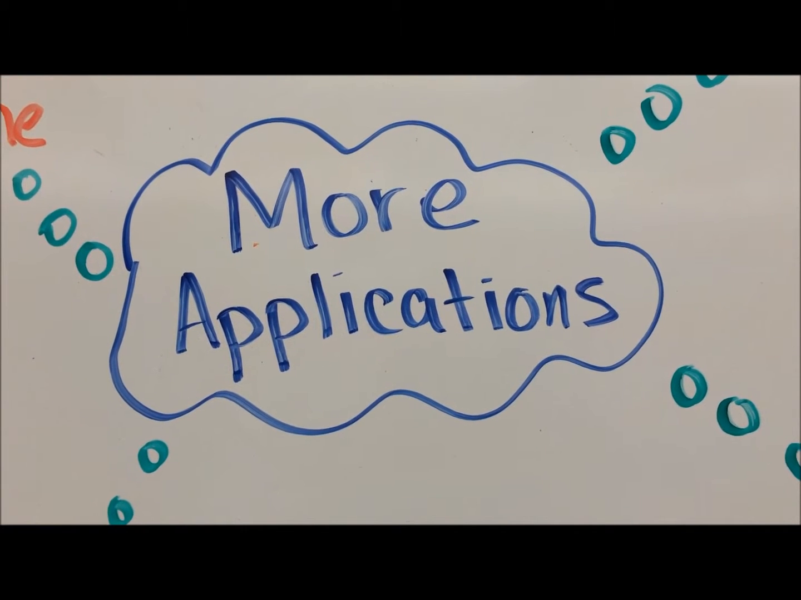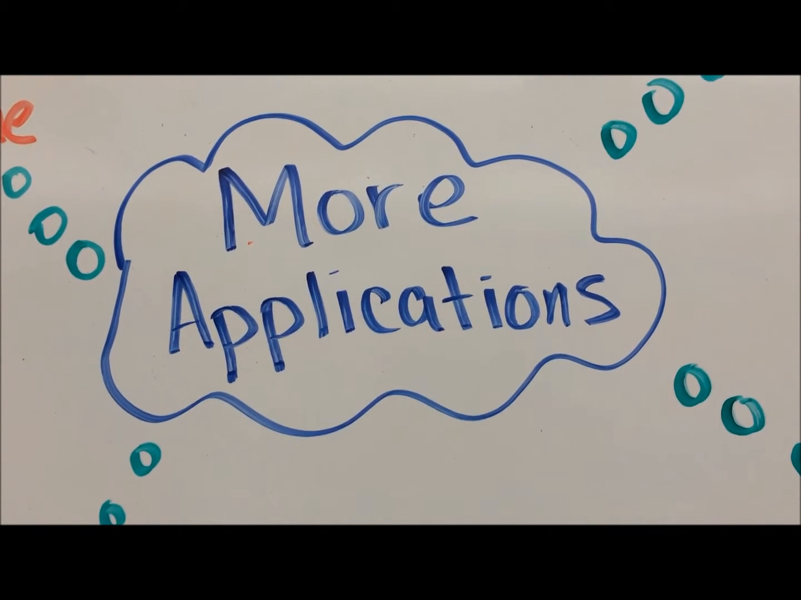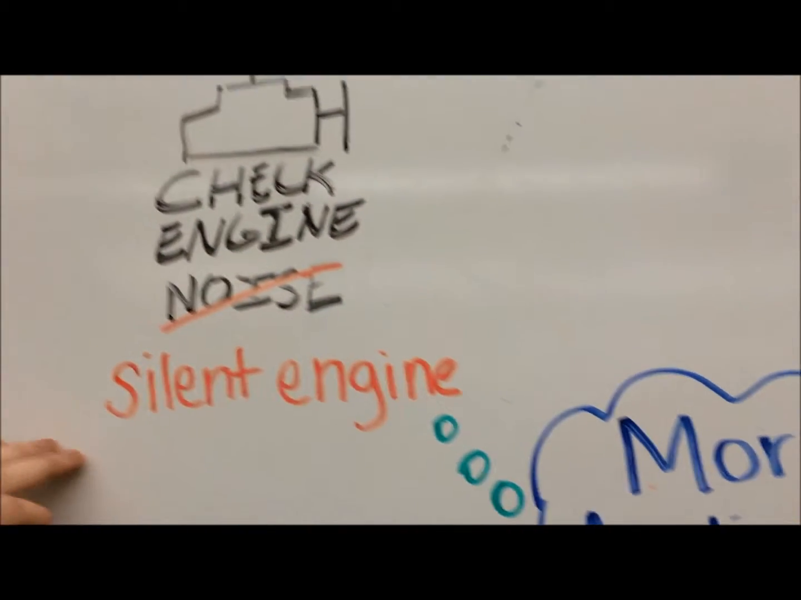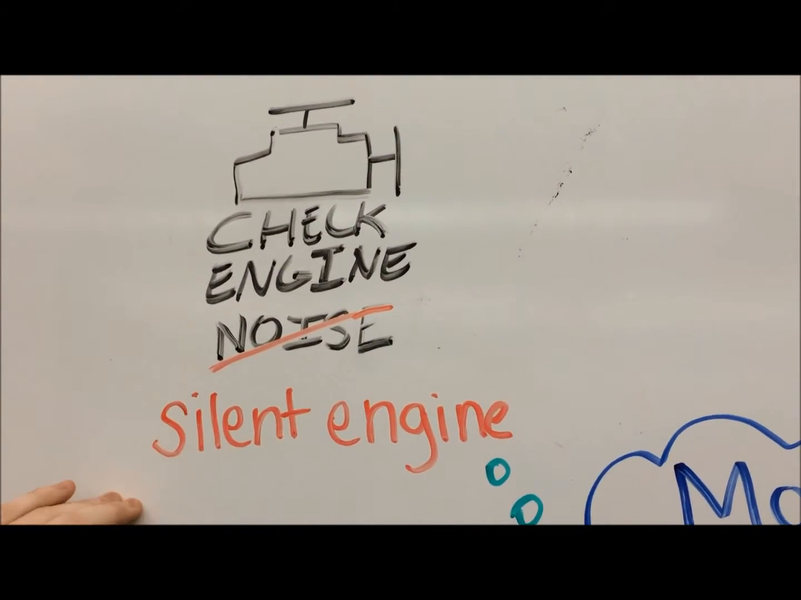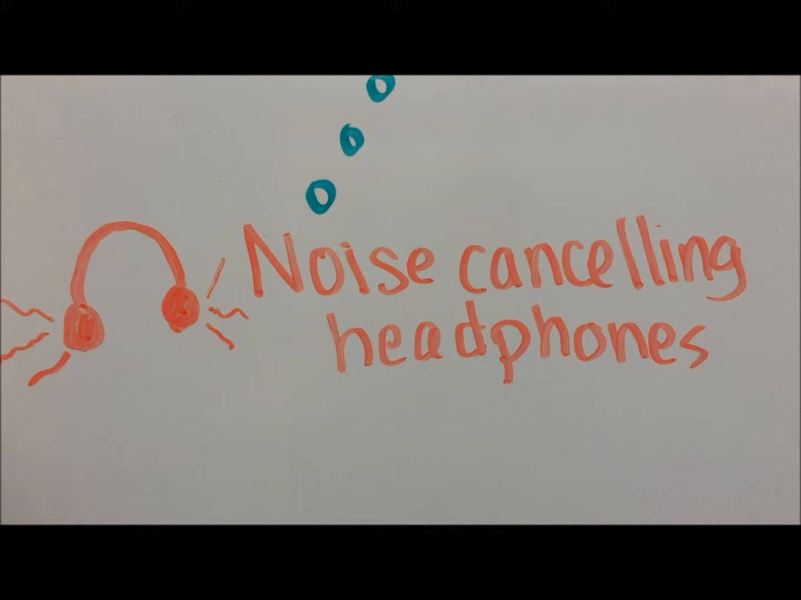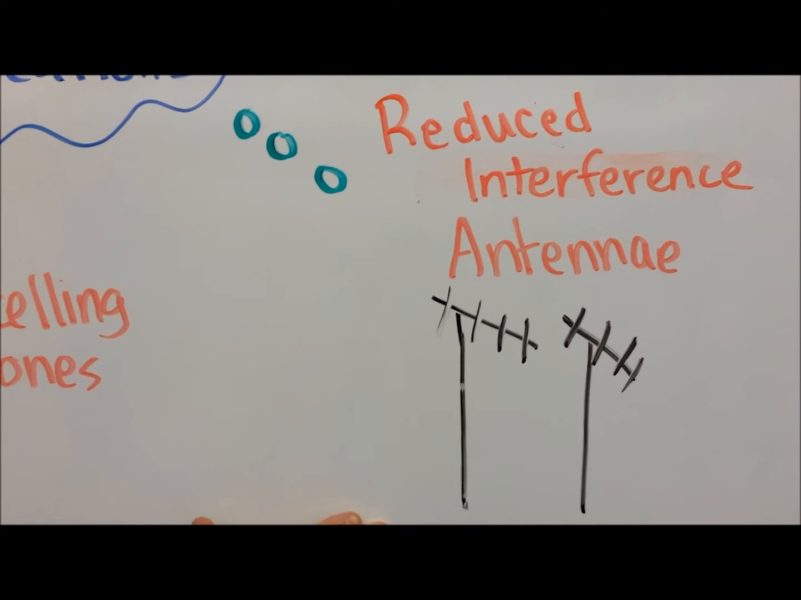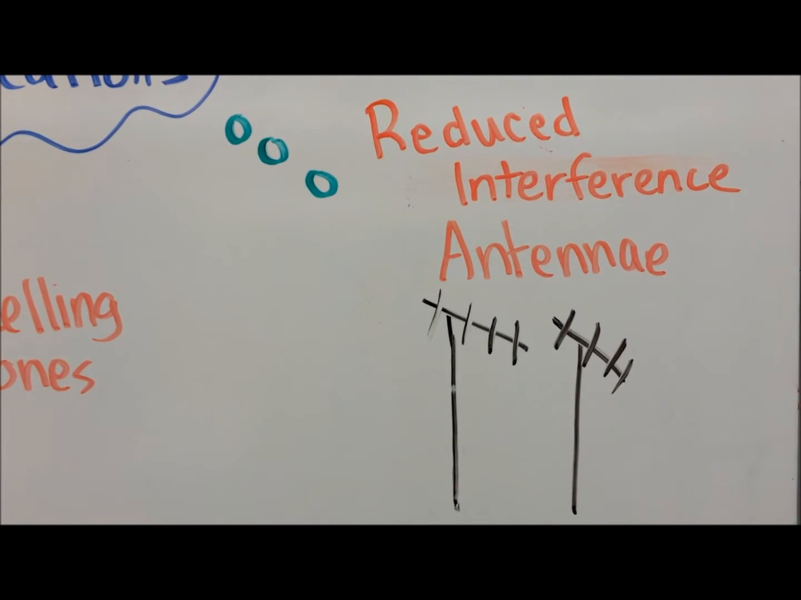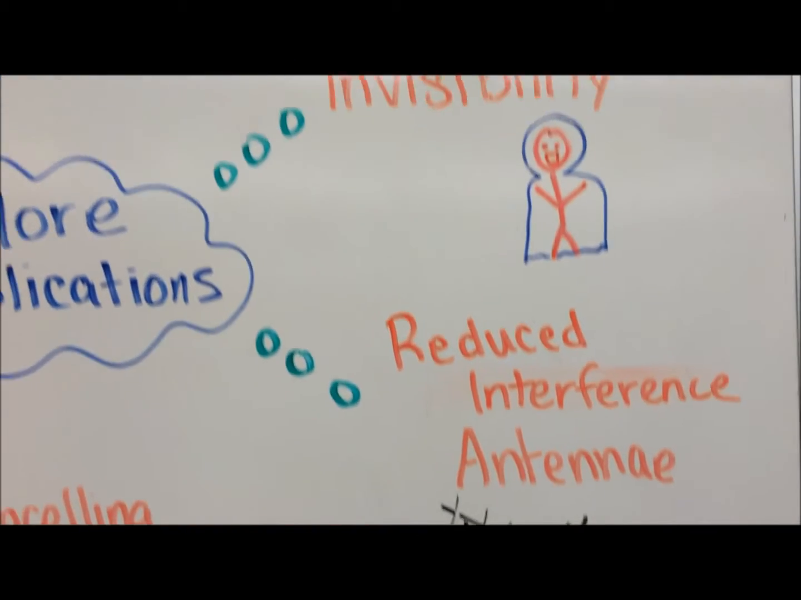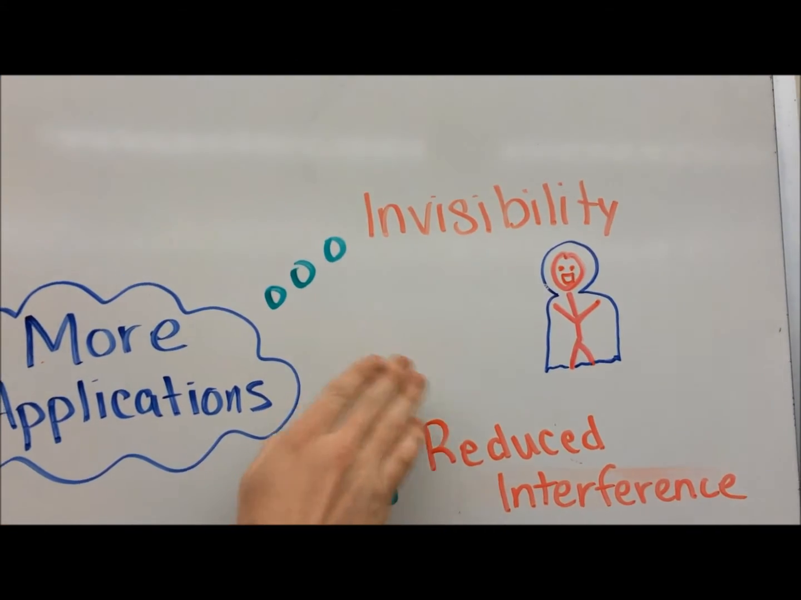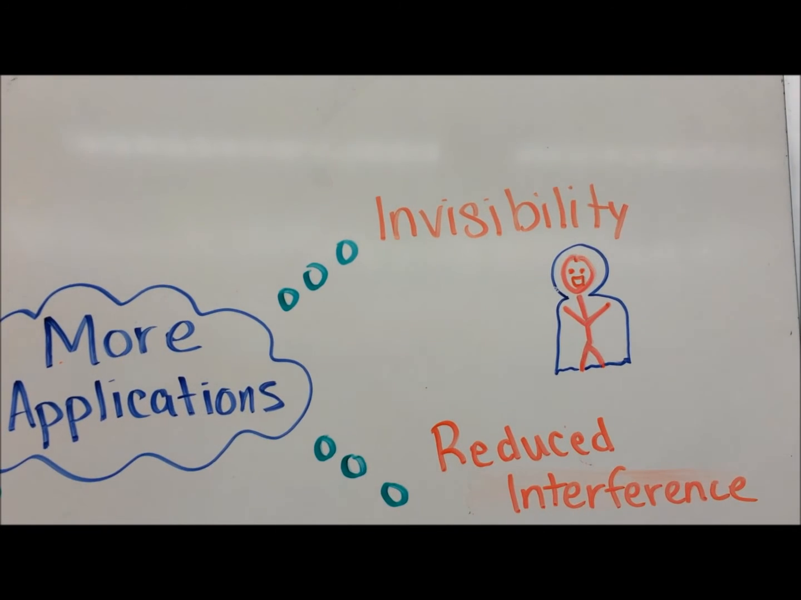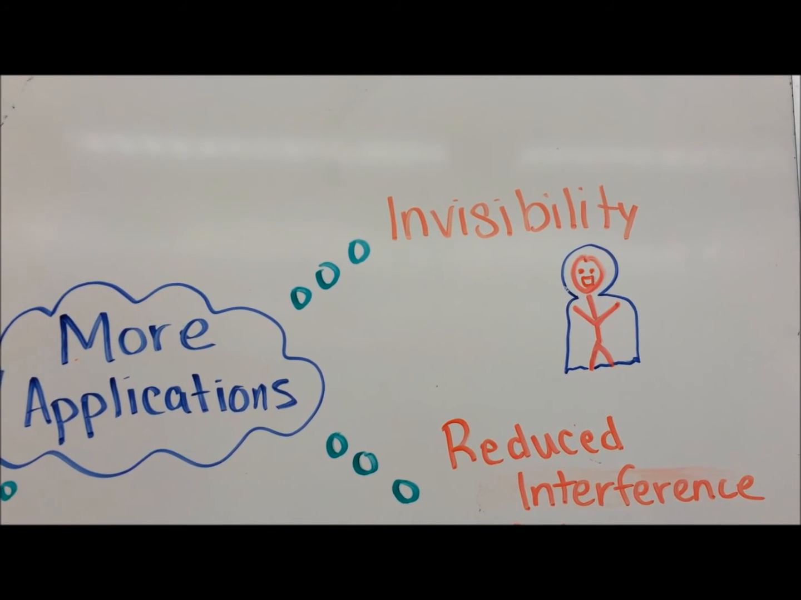More possible applications of metamaterials could be using their properties to absorb sound waves, which would give us both silent engines and noise-canceling headphones. Metamaterials could also be used to coat antennae, which would reduce the radio interference between multiple antennae. And metamaterials can also bend light around an object, which would eventually give us the possibility of creating an invisibility cloak.